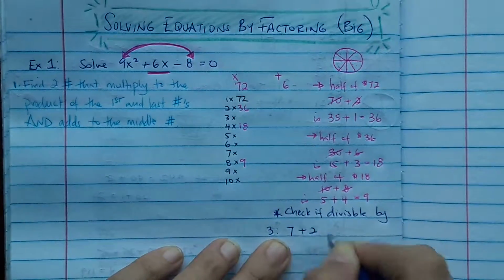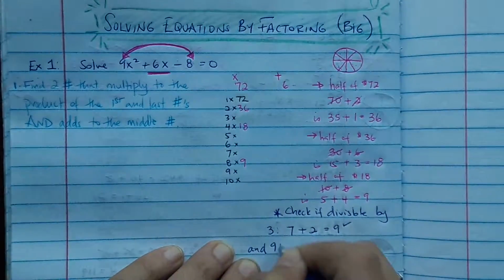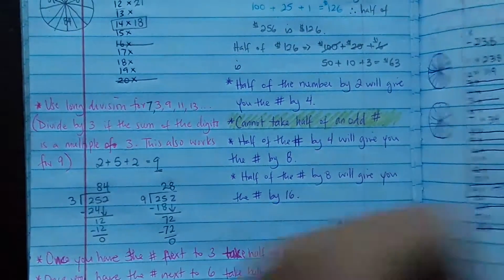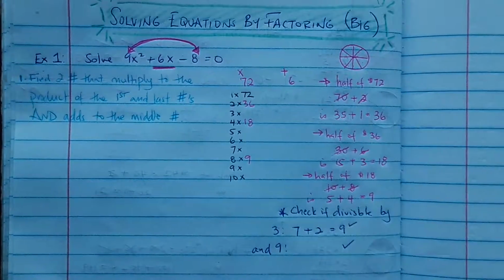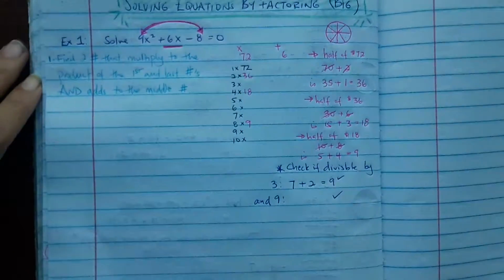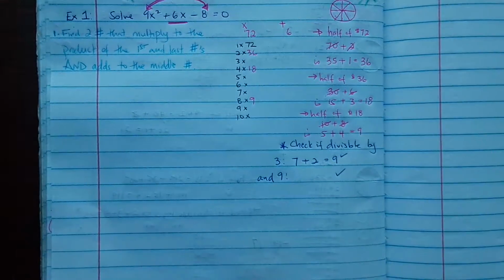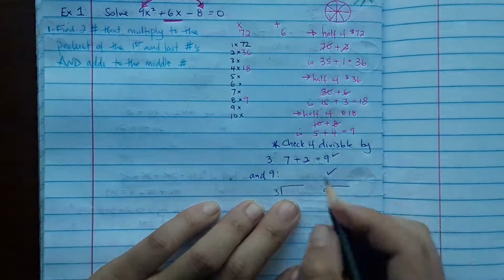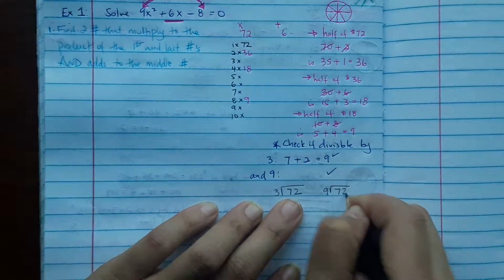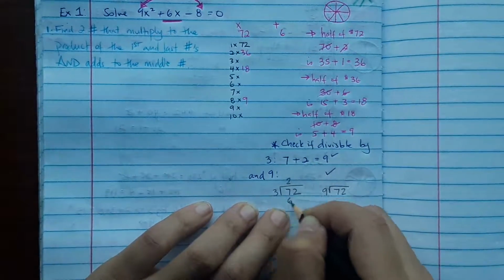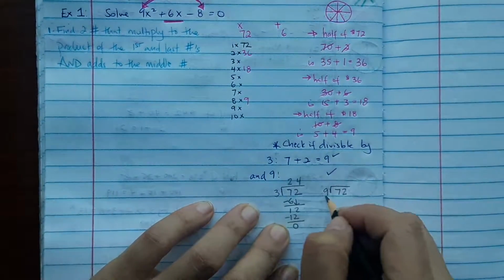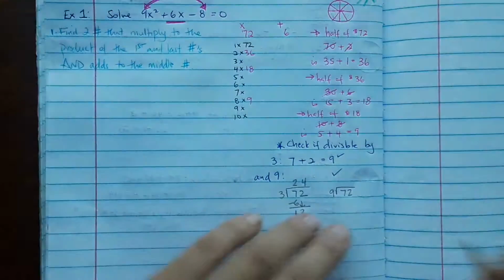Alright, so 7 plus 2, because that's 72, is 9. So that's divisible by both 3 and 9. So once it's divisible, now you divide. You do long division. So I'm going to do long division of 3 and 9 at the same time. So first come first serve. What gets in the house? 72, outside 3. And then we're going to check 9 as well. So 72 and 9. Alright, then you sing my song. First you divide, then multiply, then subtract. Hey, bring it down.